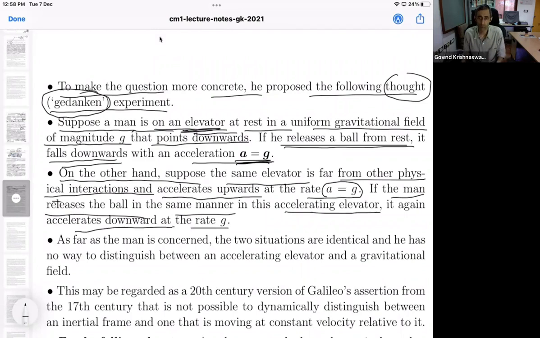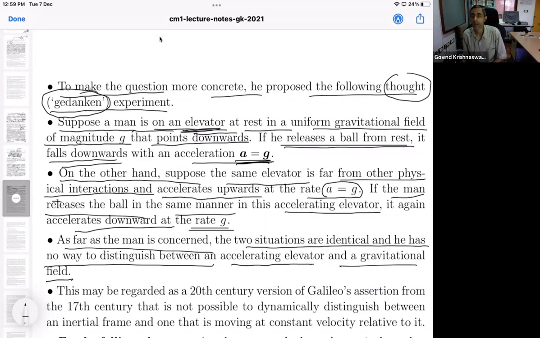That's because there is a fictitious force pointing that way and will cause, in effect, an acceleration downward. Okay. So as far as the man is concerned, the two situations are identical, and he has no way to tell whether the elevator was accelerating in outer space or the elevator was near the Earth. Okay. So this is the main assertion of Einstein, that a man in a closed elevator, by dropping a ball, cannot tell from the acceleration of the ball whether the acceleration is due to a gravitational field, uniform gravitational field, or because the elevator itself was accelerating in outer space.